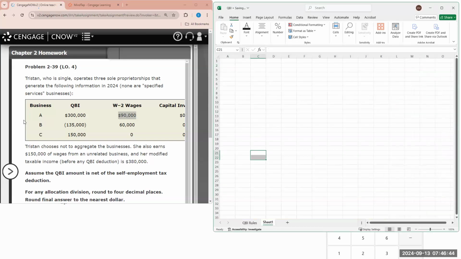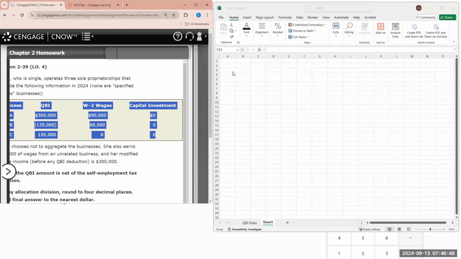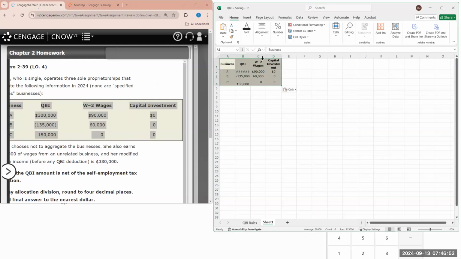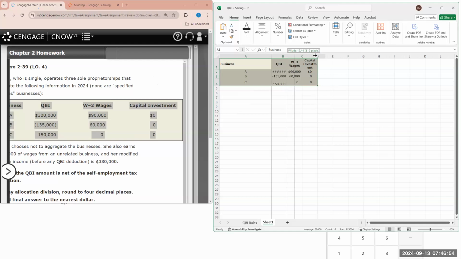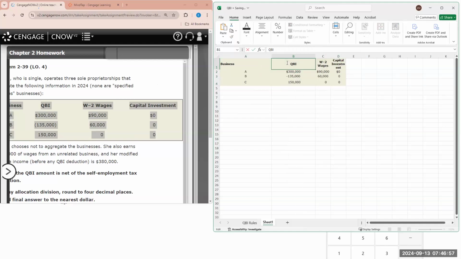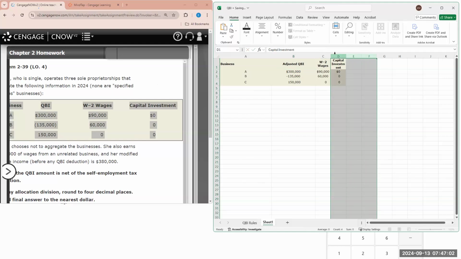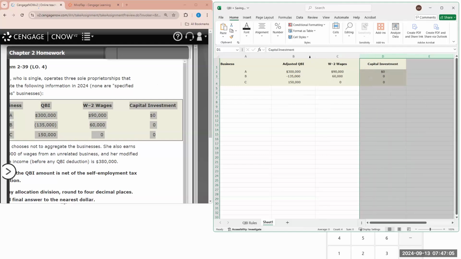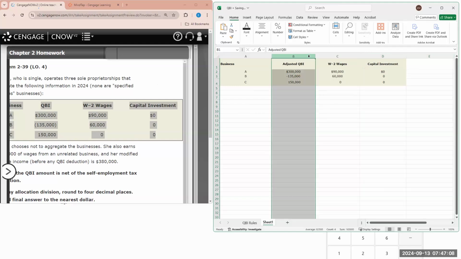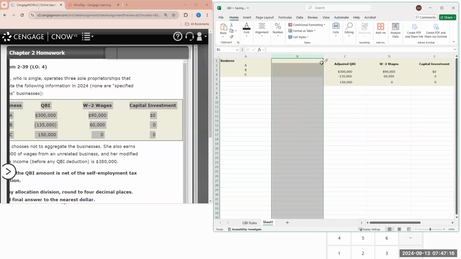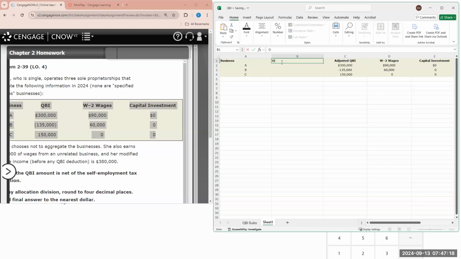I'm actually going to create another sheet. All right, so we have business A, B, C. We need to factor in our adjusted QBI. We have our W-2 wages, and we have our capital investment. So I'll make another one, original QBI.